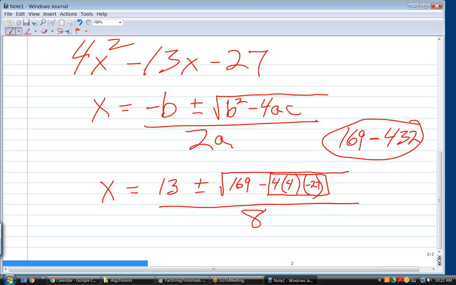If I graph that parabola, it will not cross the x-axis. There will be no x-intercepts. And I know all of that by just looking at the discriminant. I haven't even finished figuring out what the answer is yet. What's that number? What's 169 minus 432? 169 minus 432 is negative 263. All over 8. Well, 263.